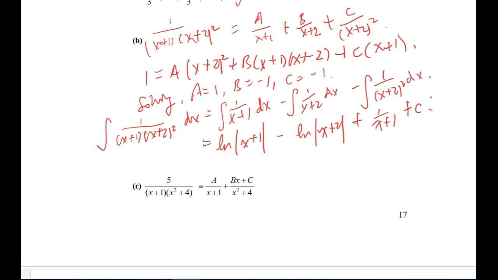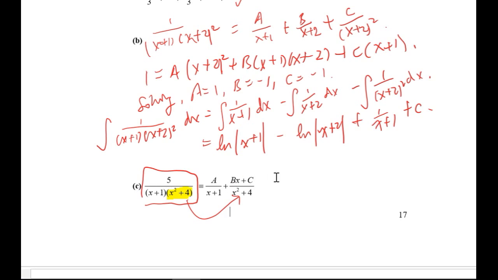Let's move on to part C. In part C, we have this fraction to integrate, and we notice that its denominator contains an irreducible quadratic factor. x squared plus 4 is irreducible because it can't be factorized any further. And so the corresponding partial fraction form is going to be bx plus c over x squared plus 4. I hope you remember all of these.